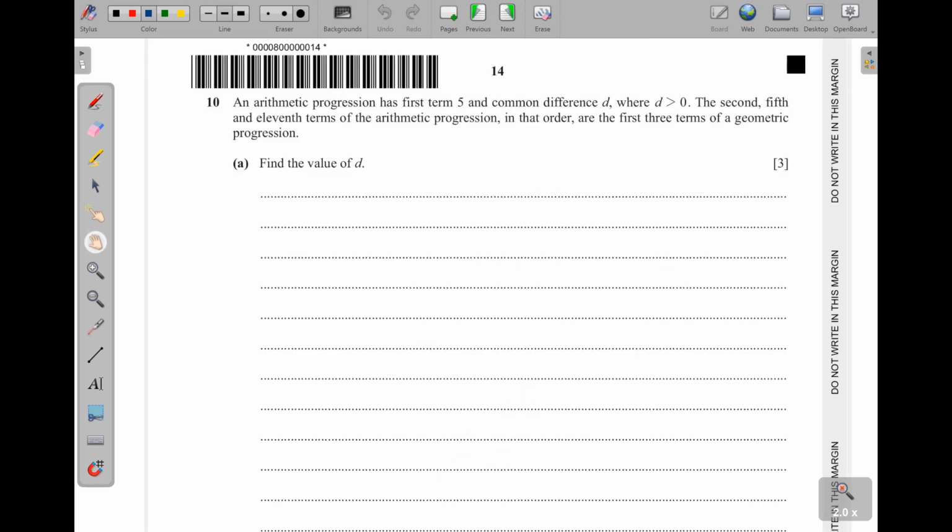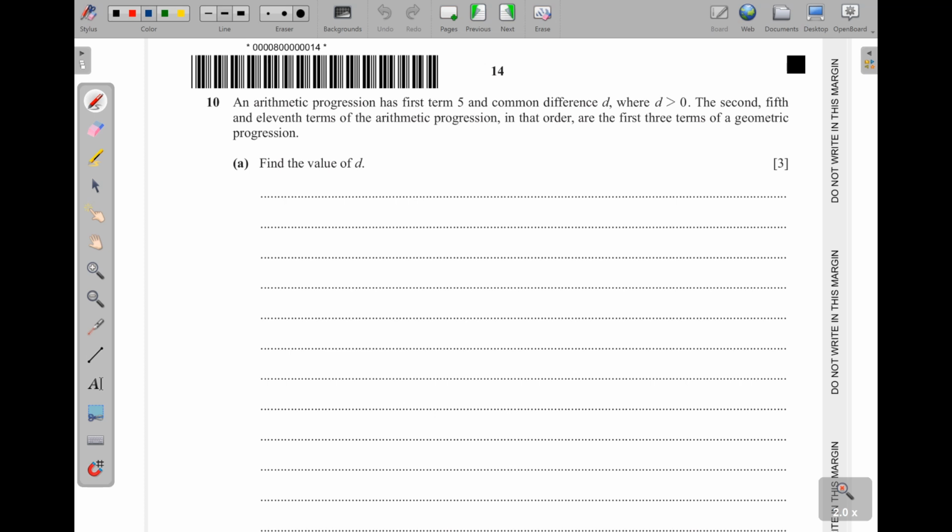Question 10. An arithmetic progression has first term 5 and common difference d, where d is greater than 0. The second, 5th, and 11th terms of the AP, in that order, are the first 3 terms of a GP. Find the value of d.